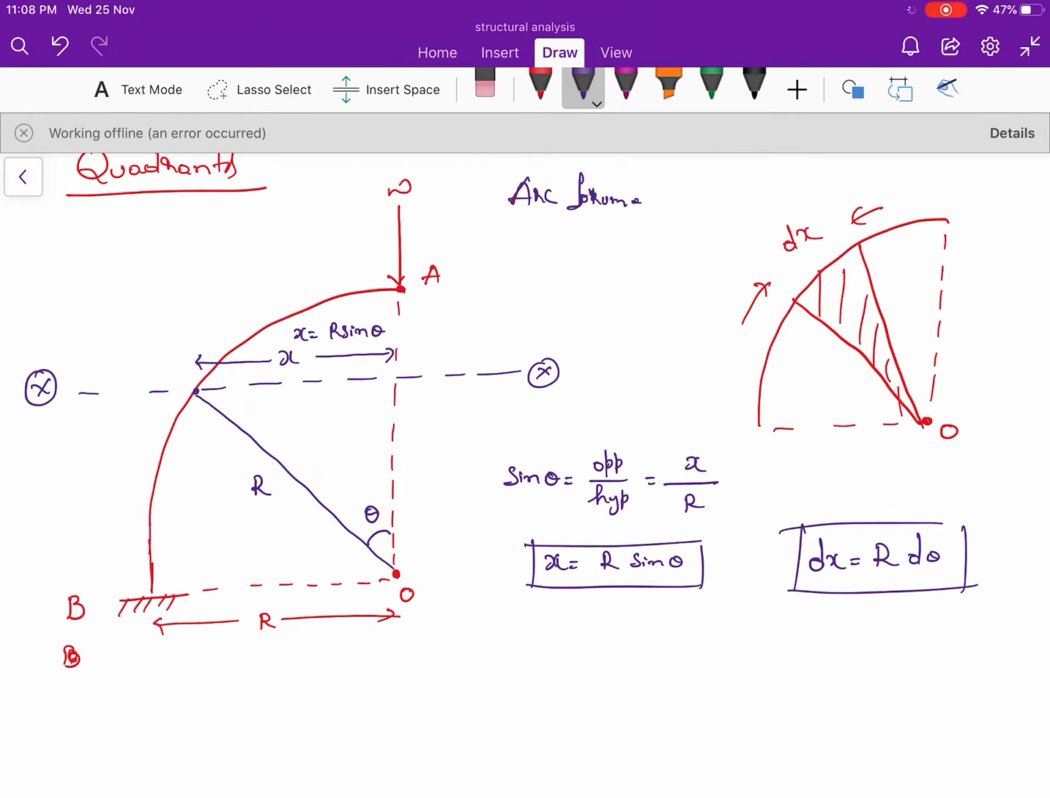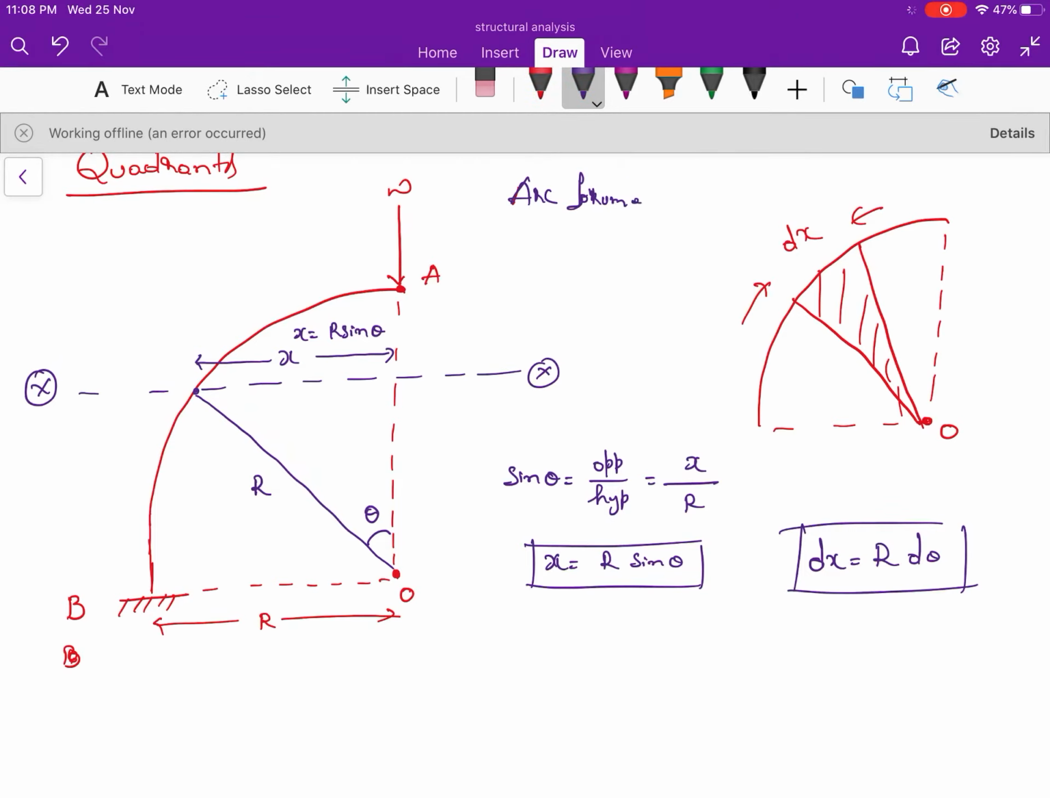But in the case of the semicircle, the angle is going to vary from 0 degrees to 180 degrees, which we can write in radians as 0 to pi radians. So these are the two things that you need to remember with respect to the difference between quadrants and the semicircular method.